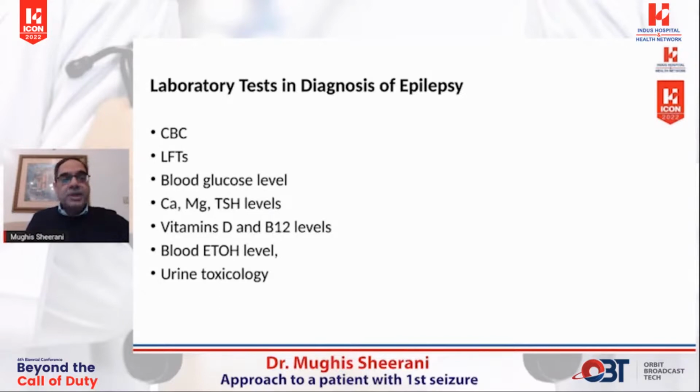So you have to check baseline blood tests, including calcium, magnesium, thyroid tests, urine toxicology, blood alcohol level, and other toxic screens if you think it is toxin related. This is to define whether this first seizure was related to any metabolic changes, infections, or drug withdrawals.